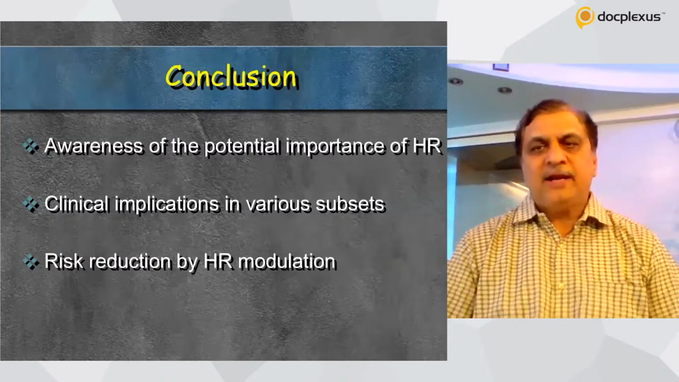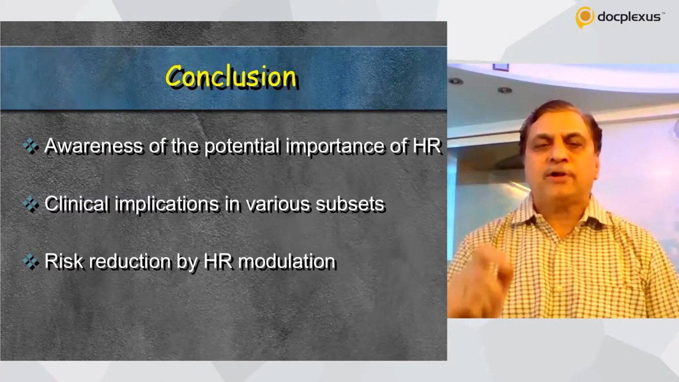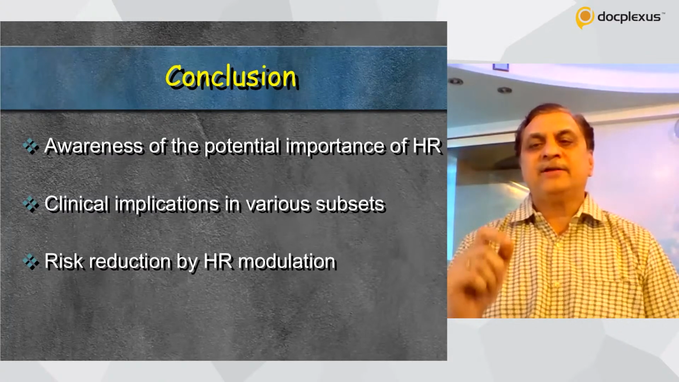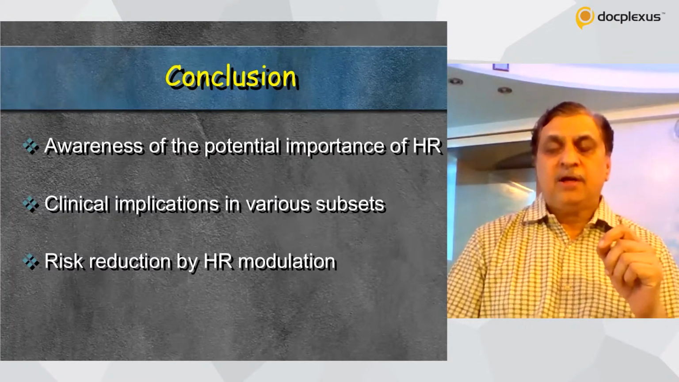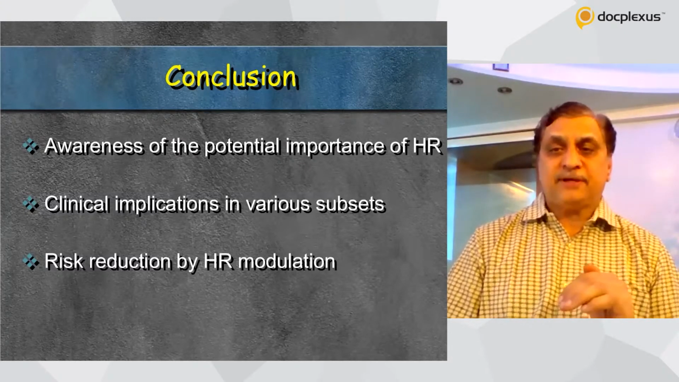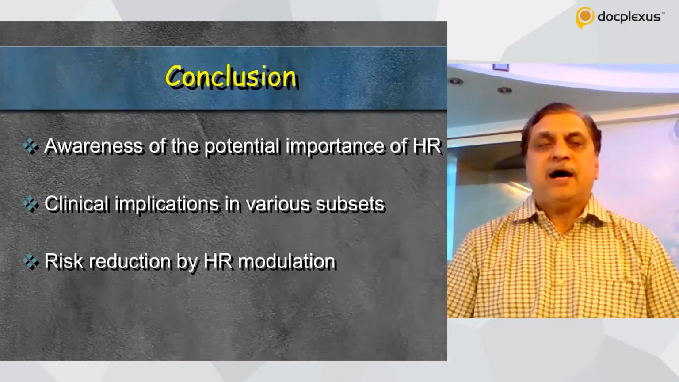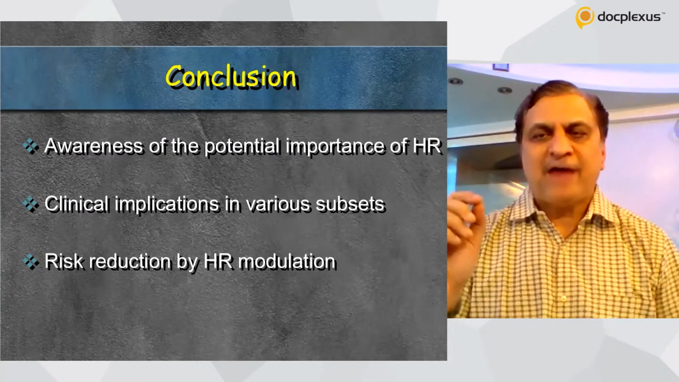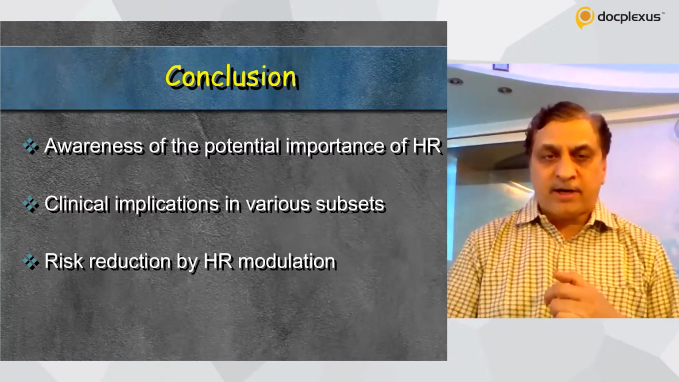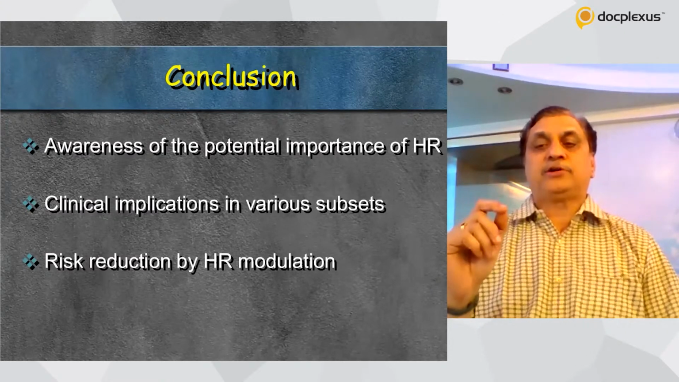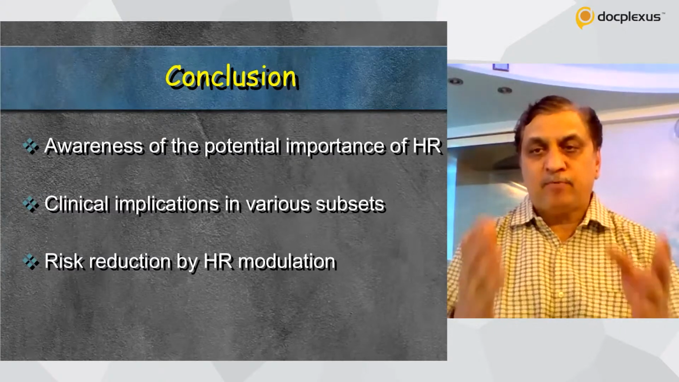So in conclusion, ladies and gentlemen, this lecture was to make all of us aware of the potential importance of controlling heart rate in various clinical syndromes. Remember, its clinical implications, which I have mentioned, are extremely important in different subsets, and you must take it seriously. For example, you are treating a patient of heart failure, he comes to your OPD, heart rate is 90, not acceptable. So you should have a protocol for heart rate in different syndromes. So clinical implications in various subsets are important, and risk reduction by heart rate modulation is not a myth, it's a fact. And it's an important fact, and there's a lot of data over it. People have written books on heart rate.